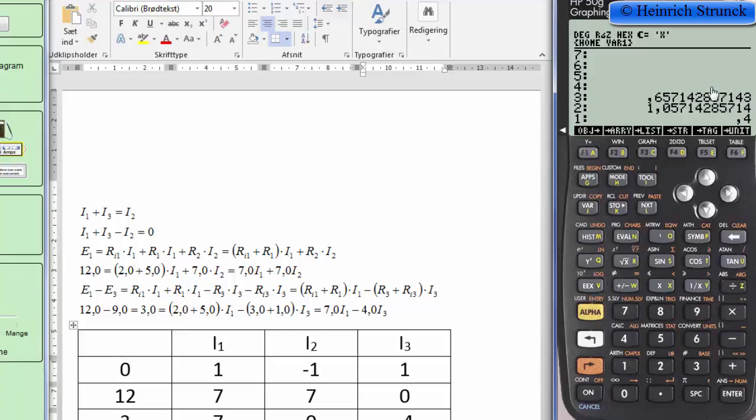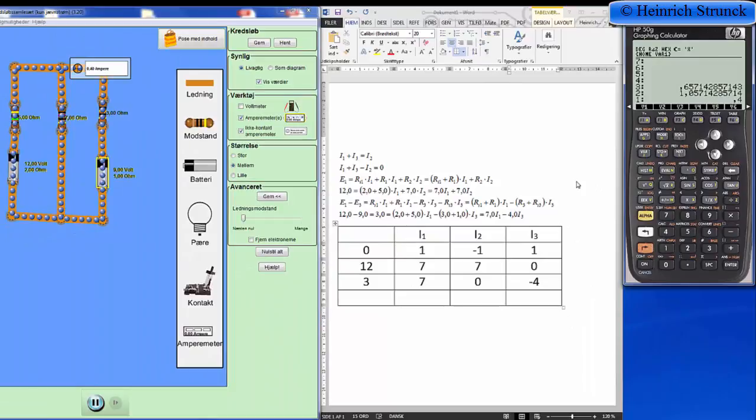And then we got the numbers for the current. And we enter the variable. And we can store. The lower one is current I3. We store that in number 3. And current number 2, store in number 2, and current number 1, we store in number 1. And then we have the current if we want to make any calculation. So that's how we can calculate the current in a circuit where we have 2 or more supply systems and we are using Kirchhoff's law.